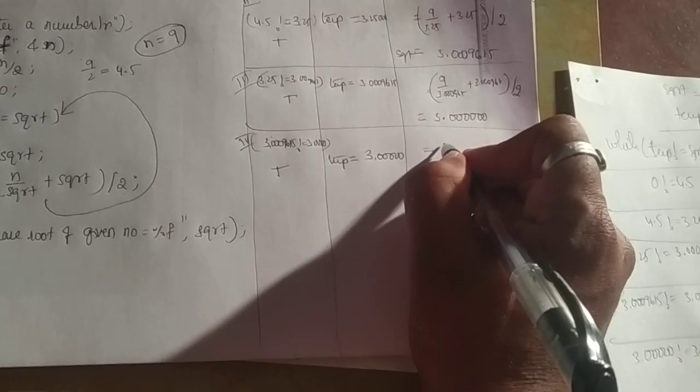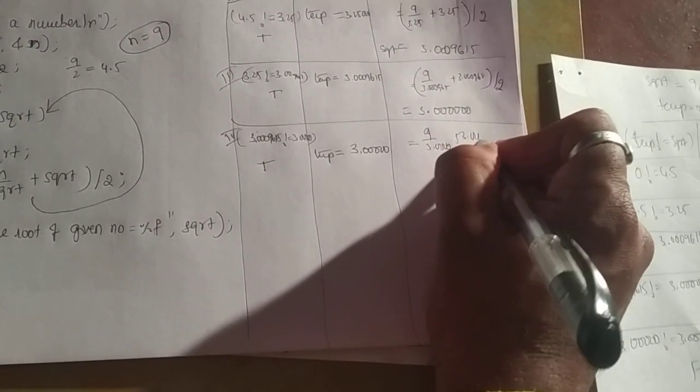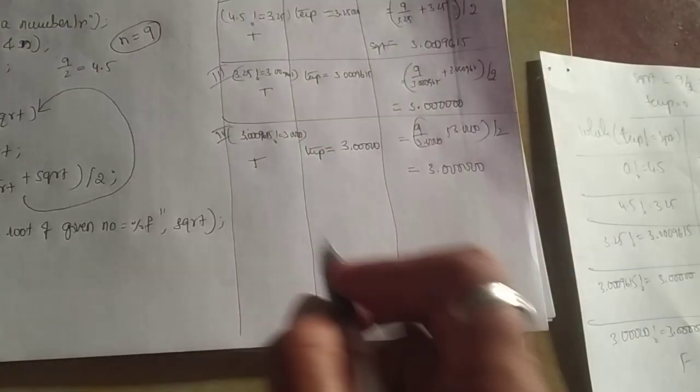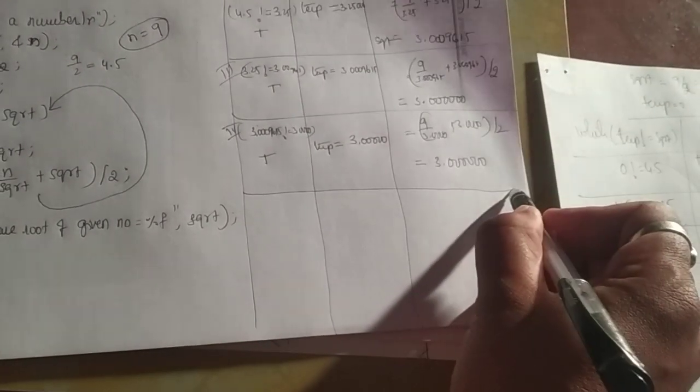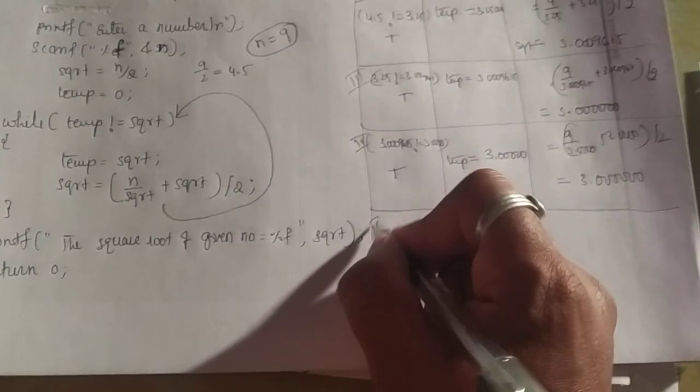So what is that new square root value? 9 divided by 3.000 plus 3.000, divided by 2. It means we will get the value 3.000. Okay now? It means the fourth time the loop is successful. Again the loop will come back to the while only. So now the fifth time we are checking the condition.